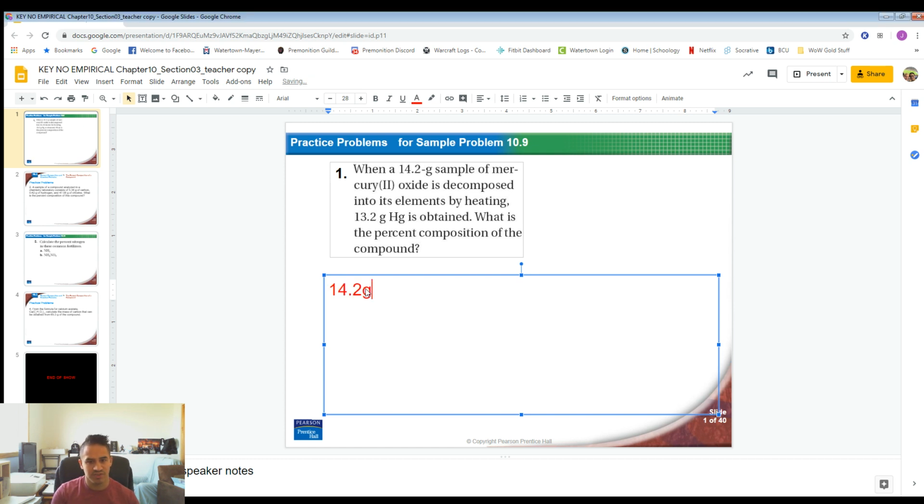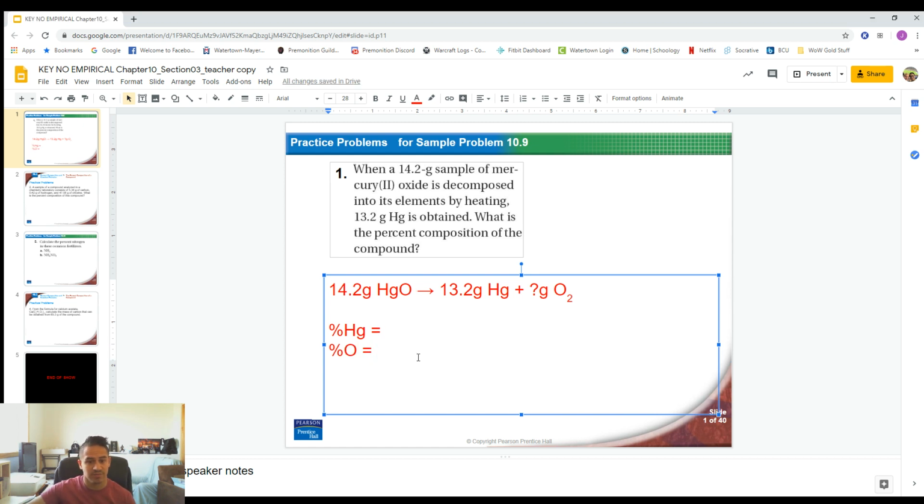So we have 14.2 grams of this mercury 2 oxide, and it's being decomposed. That means it's breaking apart into the elements that it's made of, which would be mercury, and they're telling us that we're getting 13.2 grams of mercury, and of course oxygen, which they're not telling us how much oxygen we have. Okay, so it's going to look something like this. We have 14.2 grams total of the sample. It breaks apart. 13.2 grams of mercury is left over, and then some amount of oxygen, which we don't know. And they want us to determine what percentage of this compound is mercury and what percentage of this compound is oxygen.